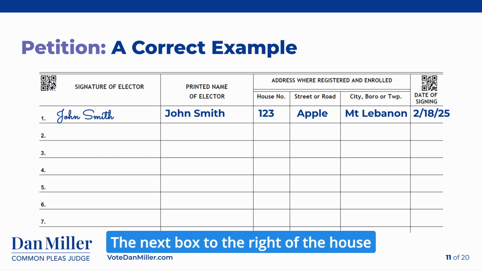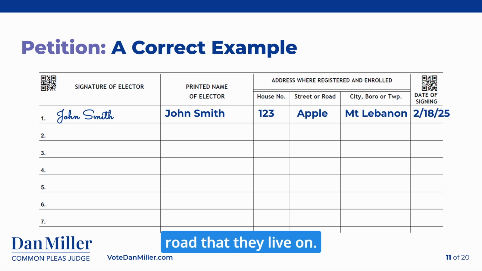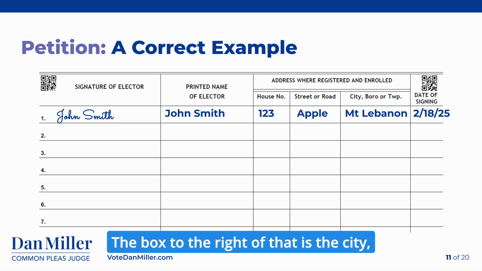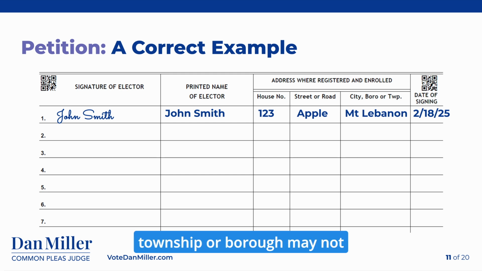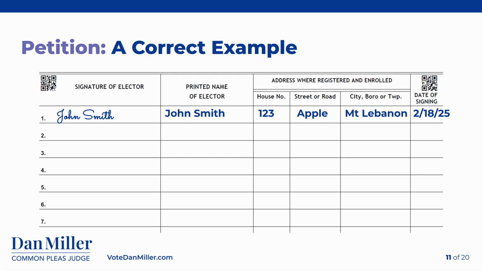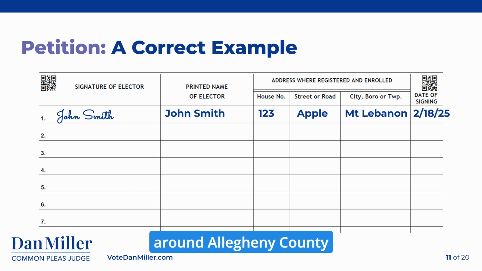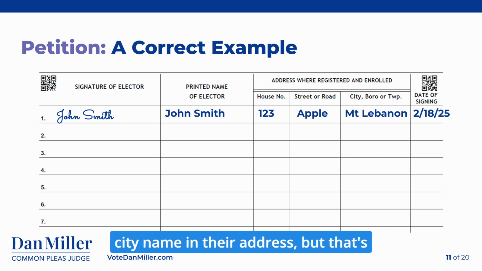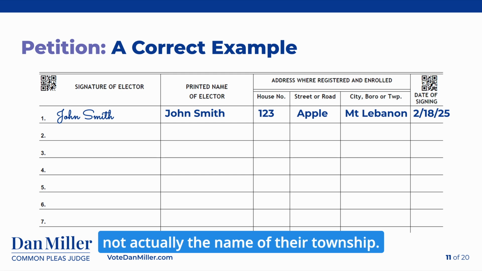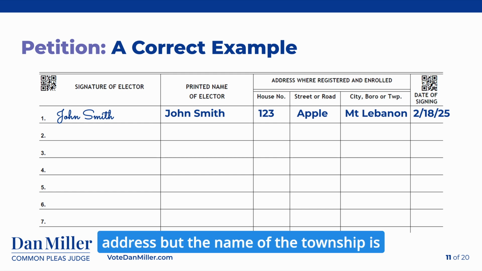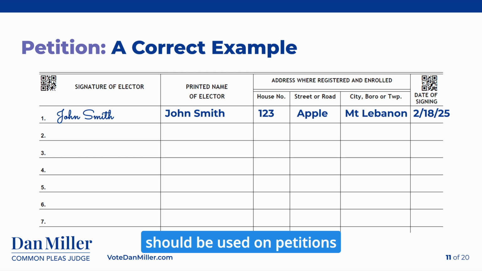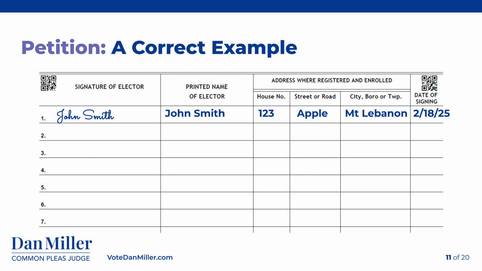The next box to the right of the house number is the street or road that they live on. The box to the right of that is the city, borough, or township that they live in. One thing to note here is that their township or borough may not match their physical address. For example, there are many neighborhoods around Allegheny County which use the Pittsburgh city name in their address, but that's not actually the name of their township. The example we show here on the screen is from Mount Lebanon, which uses a Pittsburgh address, but the name of the township is Mount Lebanon, and that should be used on petitions for voters in that area.